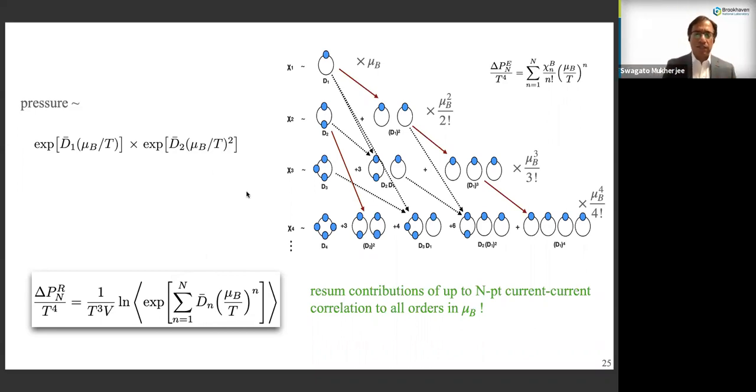So what this resummation does, this exponentiated version, is that it resums contributions of up to n-point current correlation functions, but to all orders in mu. So the truncation in this case is how many current correlation functions you keep. If you have computed anything up to n, then its contribution to the pressure to all orders in mu, you can resum. So it's a different variety of resummation. This is not an expansion in mu. This is more similar to the cumulant expansion.